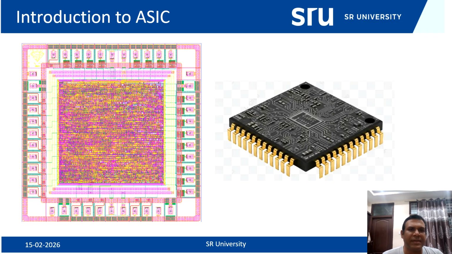The key concept behind ASIC is specialization. General purpose processors can perform multiple tasks but may not be highly efficient for any single task. In contrast, an ASIC is designed to perform one specific task with maximum efficiency and speed. So this makes ASICs ideal for embedded systems that require dedicated functionality. A simple analogy can help explain this concept.